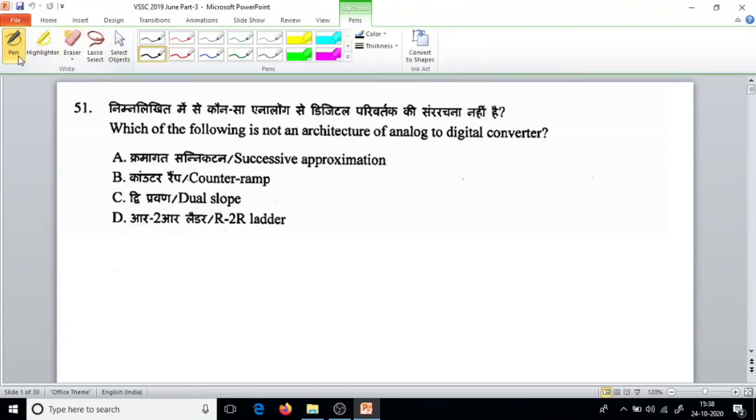Question number 51. Which of the following is not an architecture of analog to digital converter? Option A, successive approximation. Option B, counter ramp. Option C, dual slope. Option D, R2R ladder. The answer is option D, R2R ladder network.